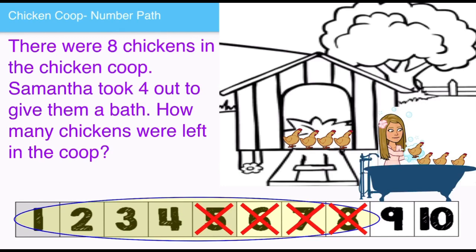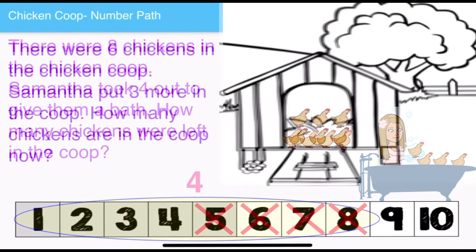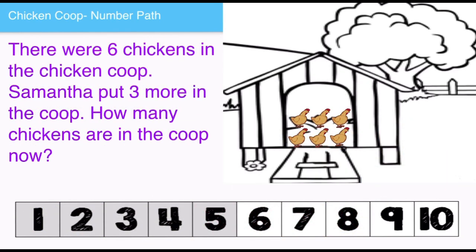You should have said the number 4, just like I only have 4 numbers left on my number path. Nice work, friends. So there were 4 chickens left in the coop. Let's try one more together, friends, before it is your turn.